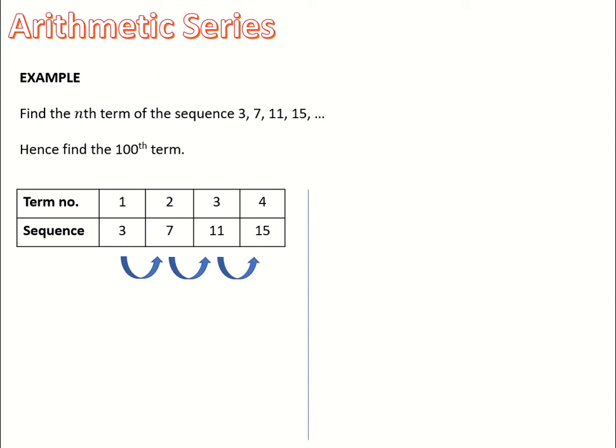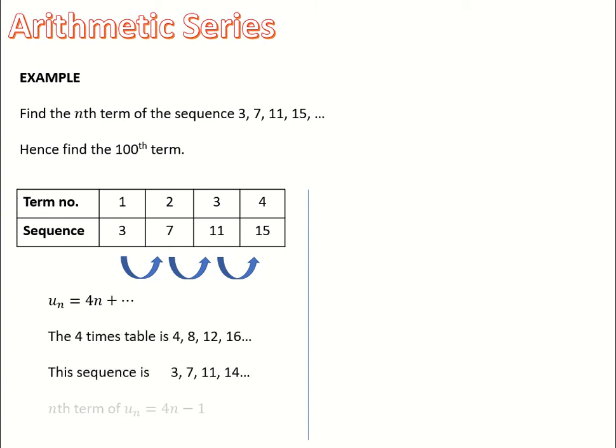This is how we may have done it in previous years. I'm teaching this with my second years at the moment, to be fair. The first term is 3, second term is 7, and so on, going up in 4s. If you remember, we talked about a multiplier. It's like the 4 times table, but slightly different. If it was the 4 times table, it would be 4, 8, 12, 16. So we can see that this is 1 less than the 4 times table. So un would equal 4n minus 1. That is the way we've done it in years gone by.